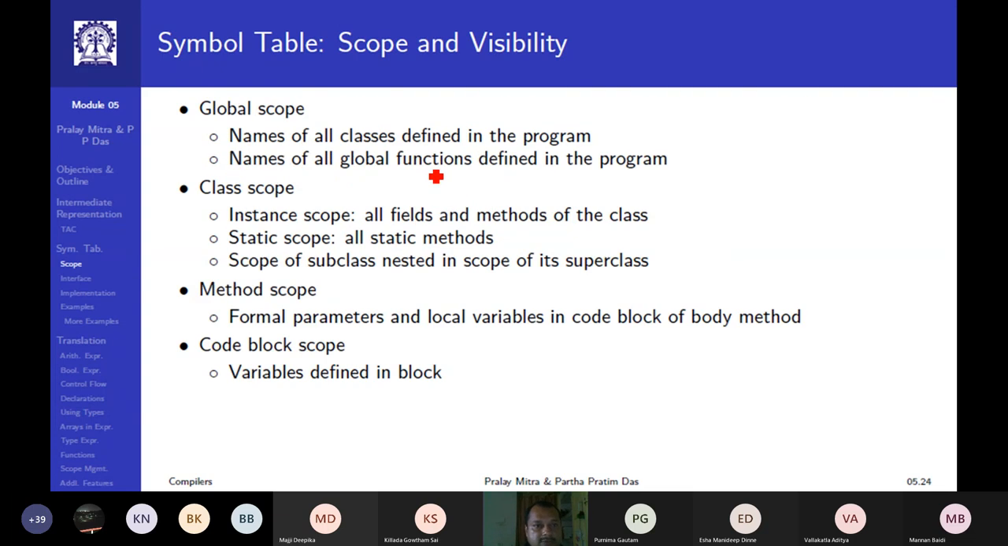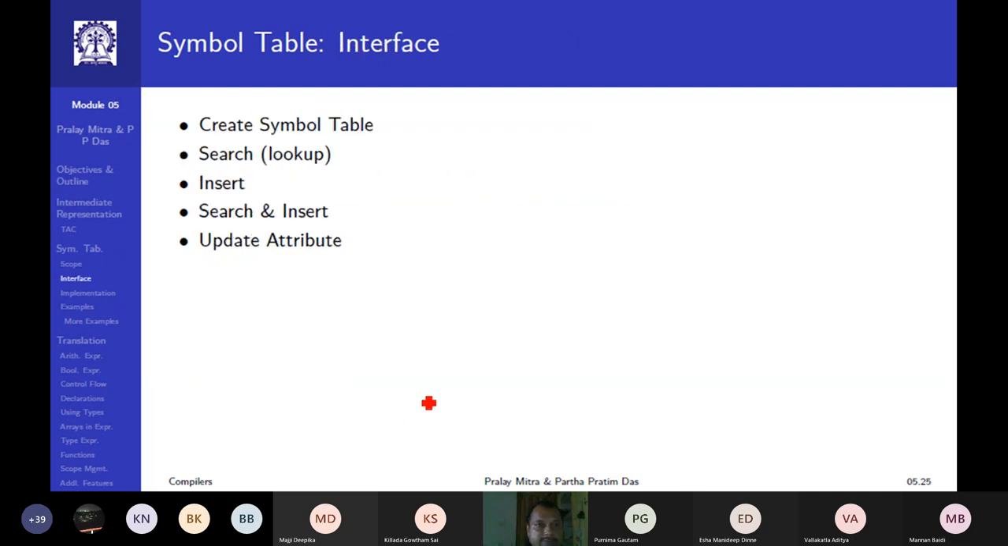Those things I will discuss: global scope, class scope, method scope, code block scope, variable defined inside a block. So those things will come. What are the interfaces? Up to the Bison implementations, we have seen the interface includes the lookup. That lookup includes search, and if it is an unsuccessful search, then insert. But you can separately have insert and lookup. That is up to you.